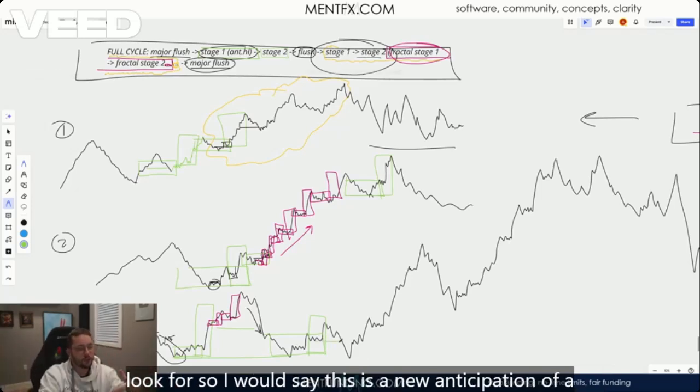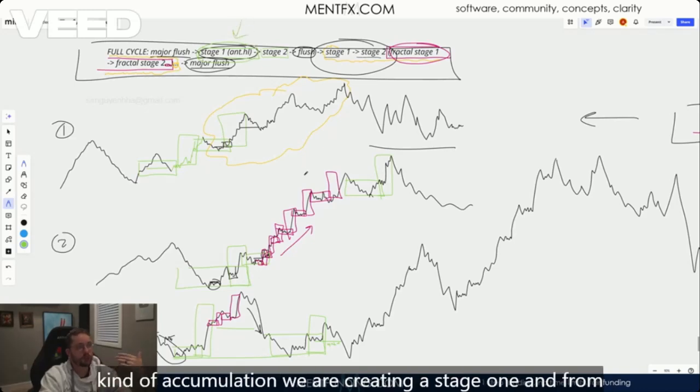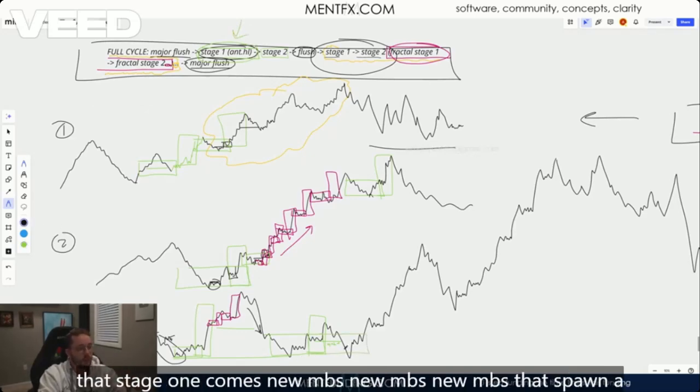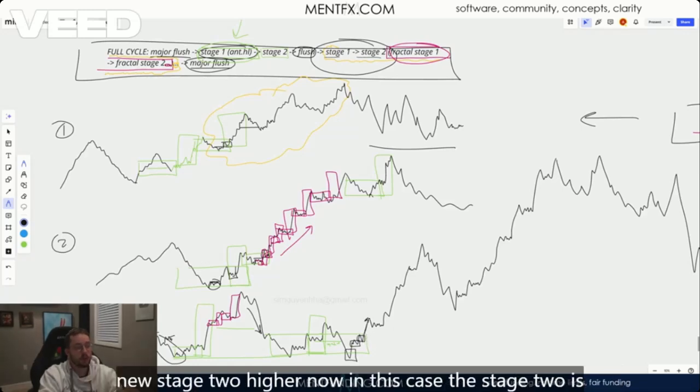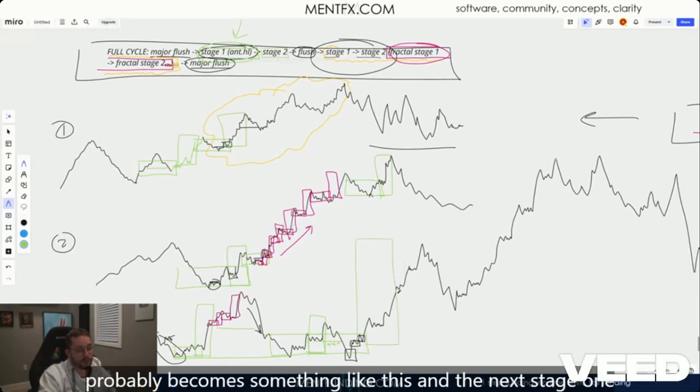So I would say this is a new anticipation of a higher low, right? Which again means that we are probably somewhere in this cycle right now. We're going through some kind of accumulation. We are creating a stage 1. And from that stage 1 comes new MBs, new MBs, new MBs that spawn a new stage 2 higher. Now, in this case, the stage 2 is probably a much bigger one. In this case, the stage 2 probably becomes something like this, and the next stage 1 takes place, right, in this action right there.